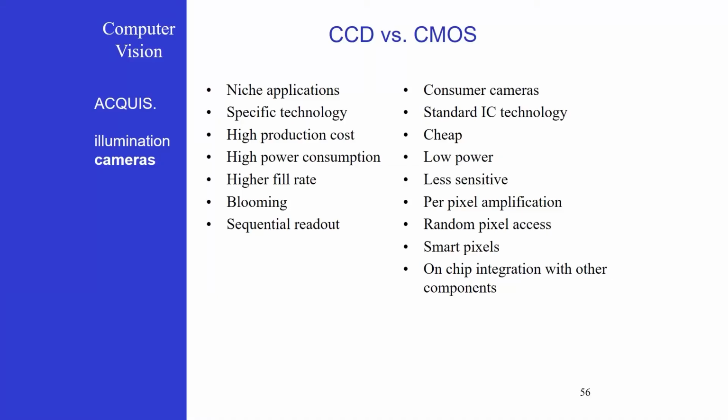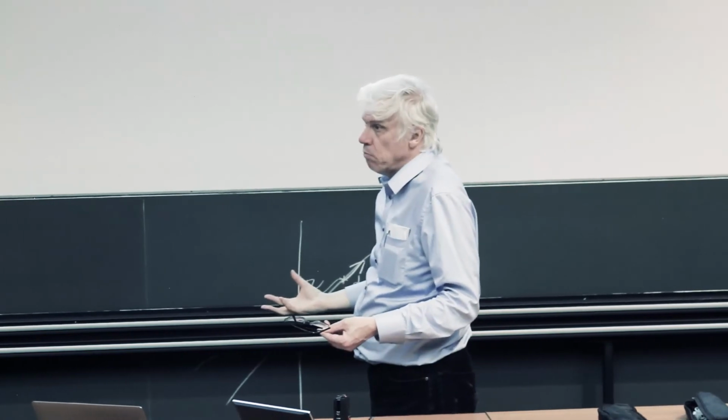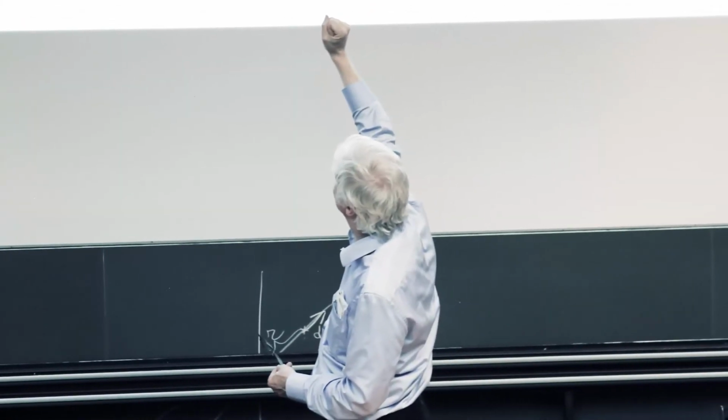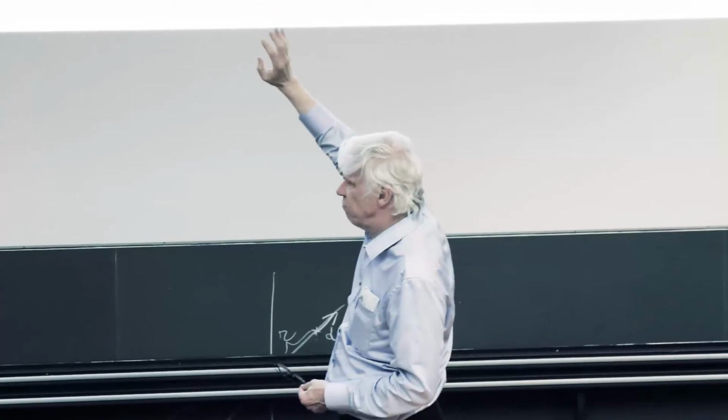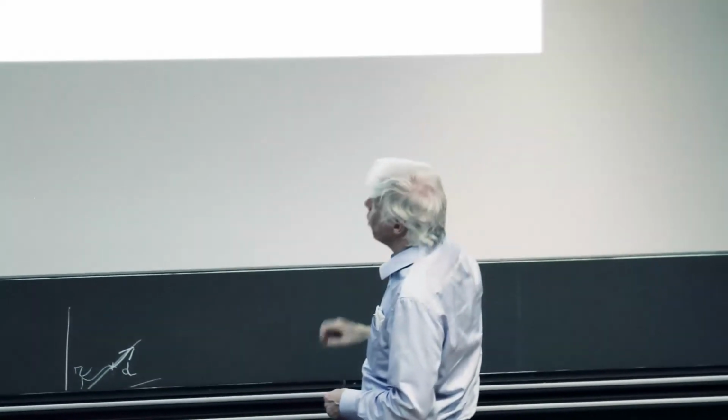On the other hand, for CMOS, it's not for niches, that's consumer products, mobile phones, what have you, all CMOS cameras. It's standard IC technology. The same production environment you use for the production of CPUs or memories can be used for the production of CMOS cameras as well. CCD cameras needing all those special environments make them costly in terms of their production. In comparison, CMOS cameras are cheap. CCDs also require more energy to be operated. In comparison, CMOS cameras are low powered.